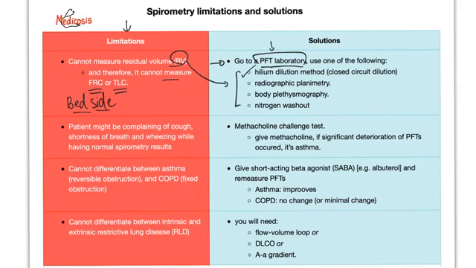A, helium dilution method. B, radiographic planimetry. C, body plethysmography. D, nitrogen washout. Okay, we get it.